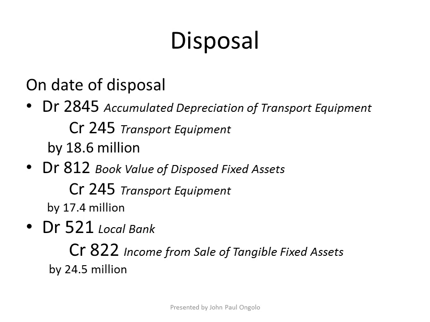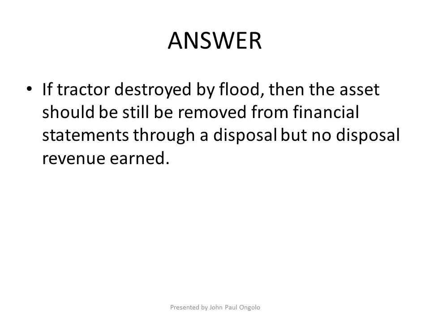The question, however, asks how our answer will differ if the asset was destroyed and not sold. In that case, if the asset was destroyed and not sold, it means that the asset will still have to be removed from the financial statements and accounted for as a disposal, but a disposal with no revenue earned. It means that you can consider that our disposal proceeds in this case is 0.